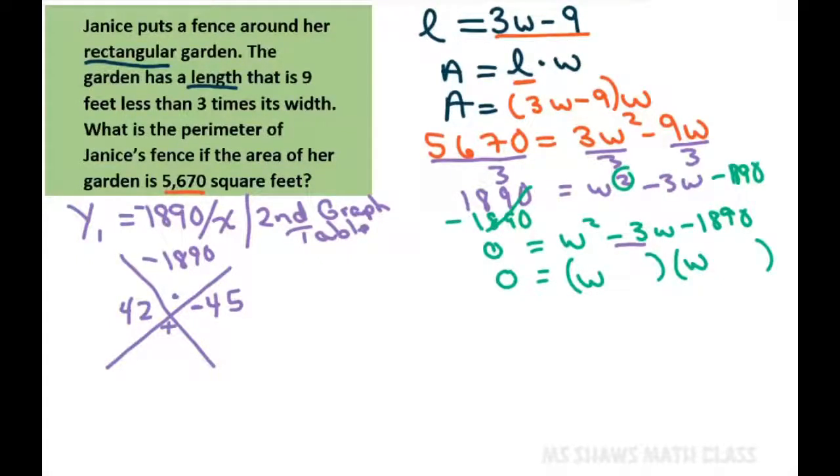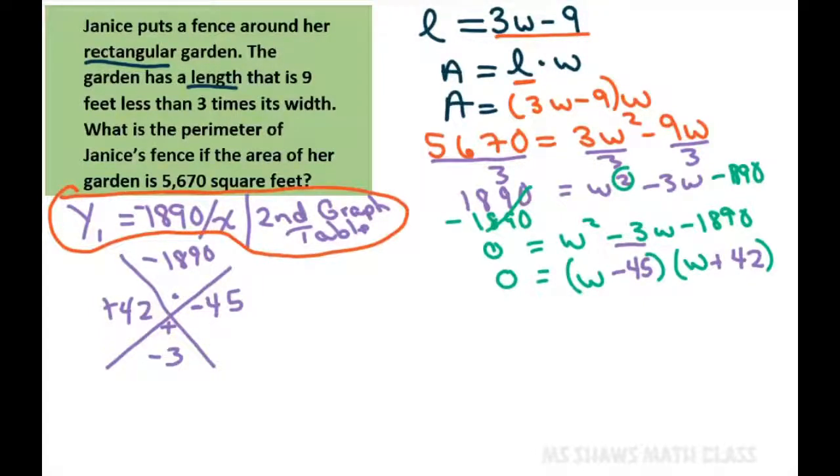So this is what we want, negative 3 here. And our 42 has to be positive. So it's going to be negative 45 and then plus 42. And I just did that by using the calculator with that. All right. Now I'm going to take away that. All right.